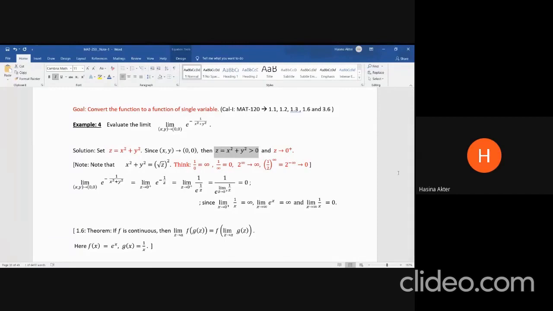Do you understand that? Because x and y are not simultaneously 0. This is 0 only when x and y both are 0. But if x is 0, then y is definitely not 0. If y is 0, x is definitely not 0. And it may happen that none of them is 0.